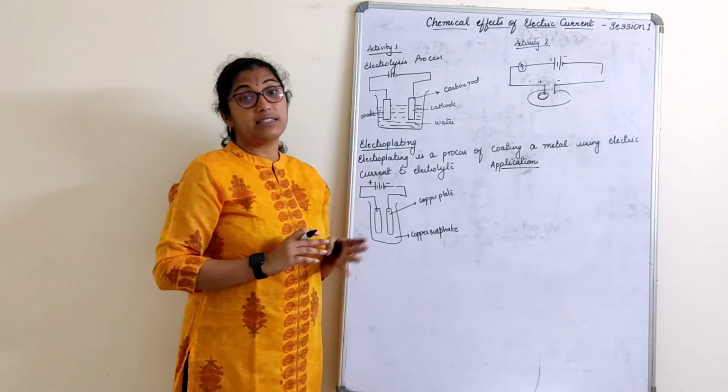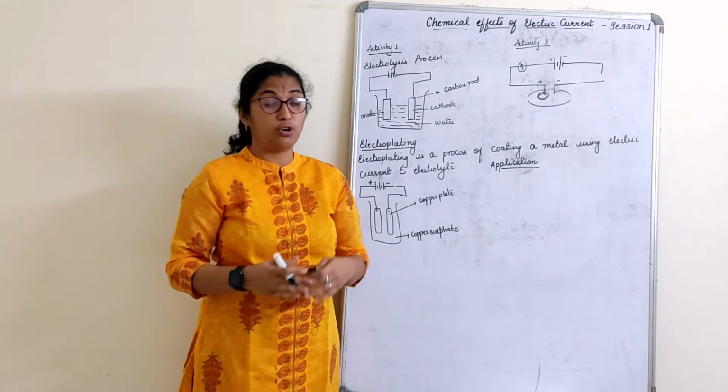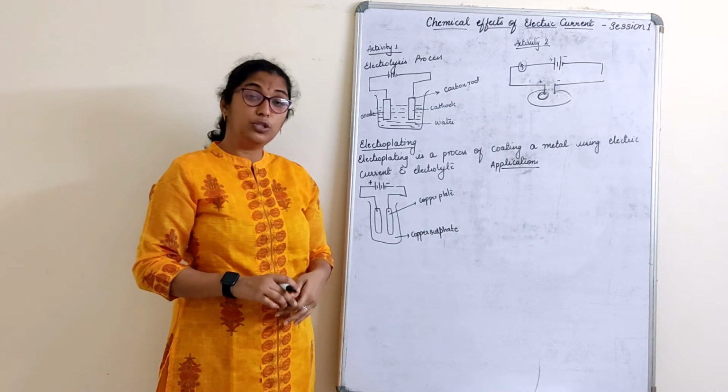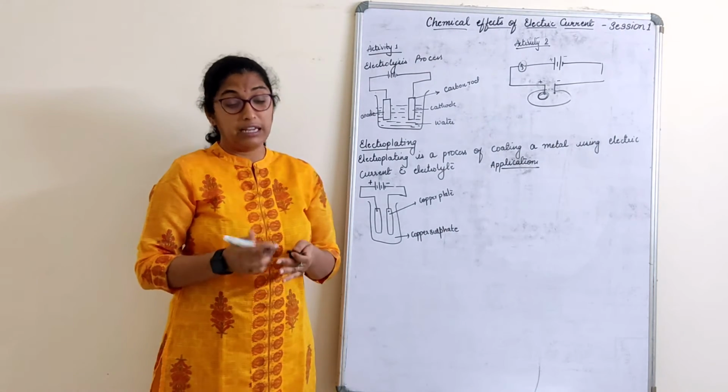Now where is this chemical effect of electric current actually used in application, or where do we use it? Only electrolysis, or in other forms too? No. We use that in electroplating. You all know what electroplating is.